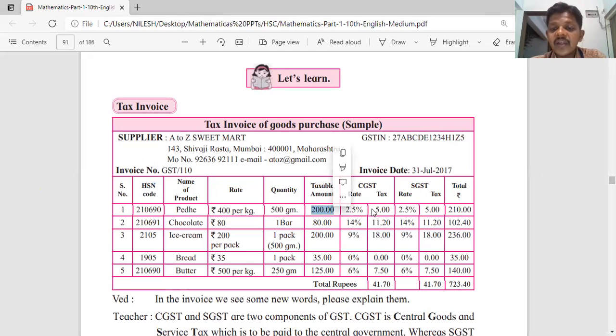And now the rate. Now this is important. One small point we didn't discuss yesterday. What we said, 5%, 10%, 12%, 18% is the GST slab. But when I say 12%, when I say 5%, this tax is actually divided into two equal parts. One part goes to the state government. One part goes to the central government.